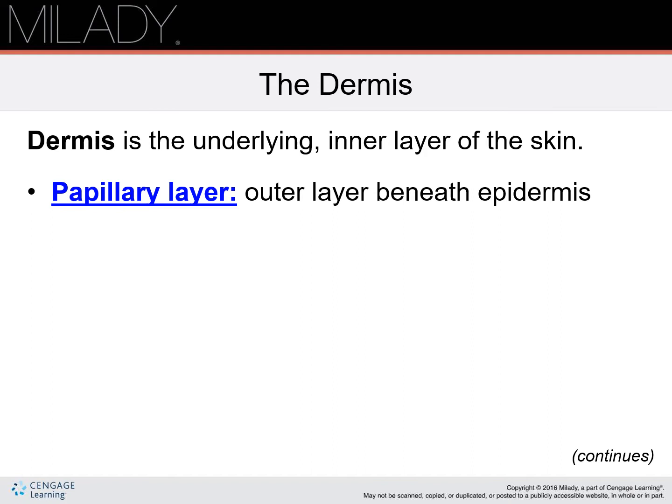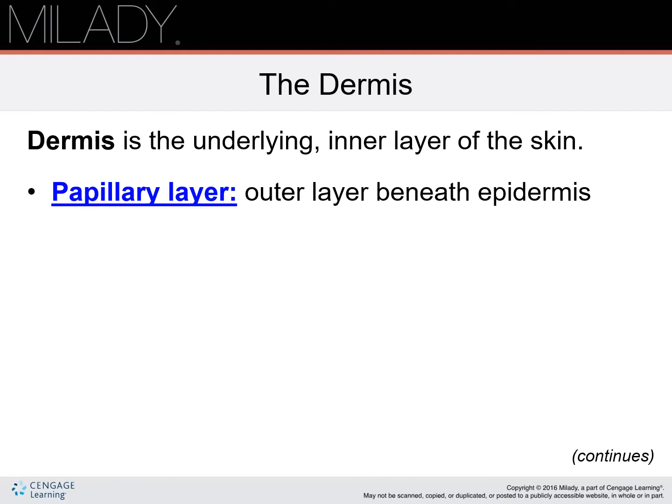Let's talk about the dermis. The dermis is an underlying inner layer of skin. It's also called the derma. Some people even call it the true skin. It is about 25 times thicker than the epidermis. It is highly sensitive and contains blood vessels, lymph vessels, nerves, sweat and oil glands, hair follicles. It is made up of 2 layers. It's the papillary layer and you have the reticular layer.